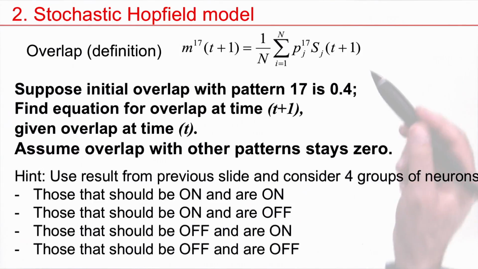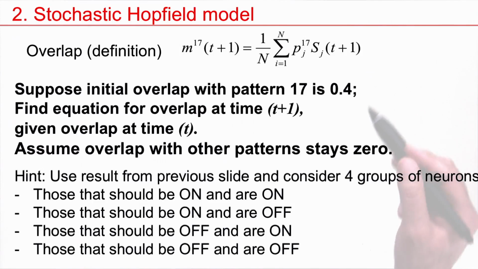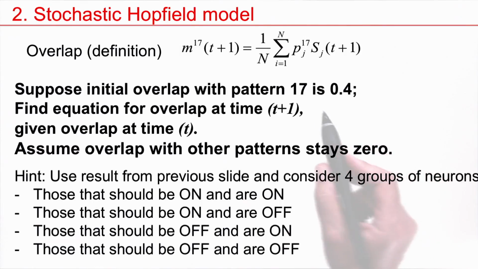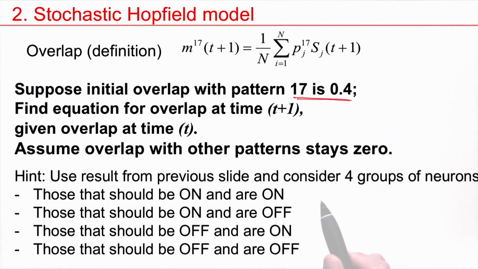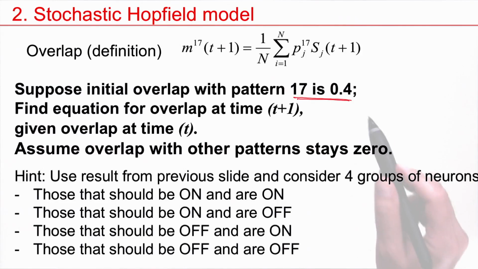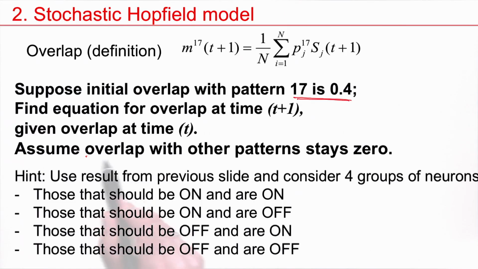So let's do this. We are interested in the overlap in the next time step. We assume that the initial overlap with this pattern number 17 is non-negligible, is for example 0.4, and we want to find the equation for the overlap at the next time step. Now I want that there's only overlap with pattern number 17 and the overlap with other patterns stays 0 all the time. So I can really focus on pattern number 17.